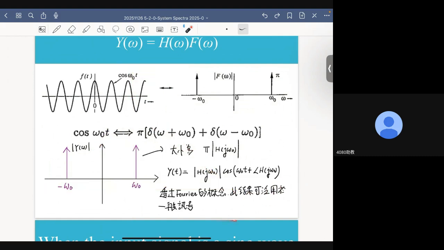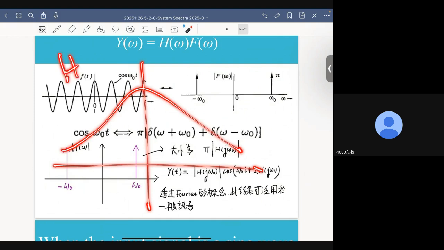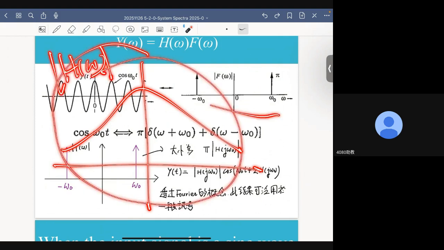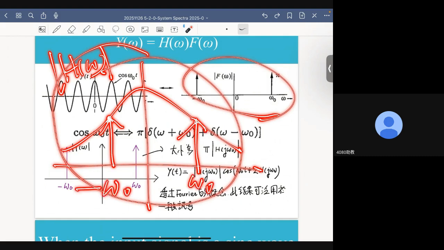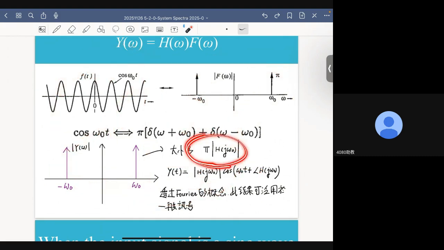If I multiply this with this, what will I get? What I will get is a pair of symmetric arrows located at omega 0 and minus omega 0, okay? And this is the result, which comes from here, all right?